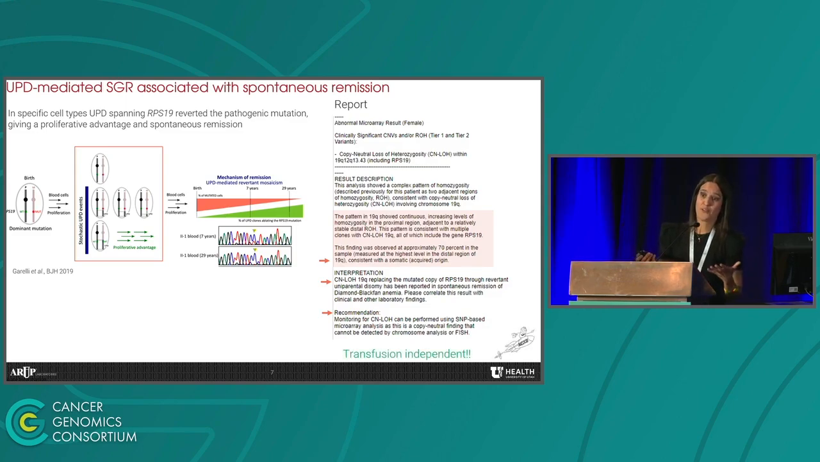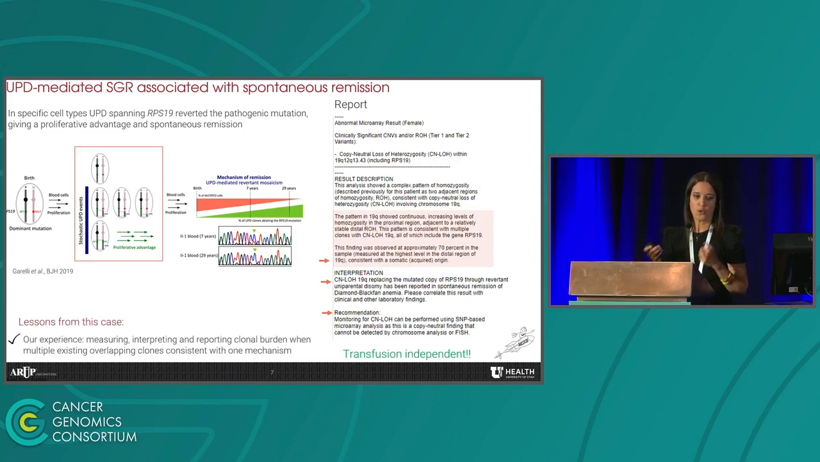So the good news for us to hear is actually after talking with our collaborators that this patient actually became transfusion independent, so it seems to be going in a good clinical course and potentially achieving remission. So what are the learning lessons for us from this case? We learned how to measure, interpret, and report clonal burden when there are multiple existing overlapping clones that are consistent with one unique mechanism.